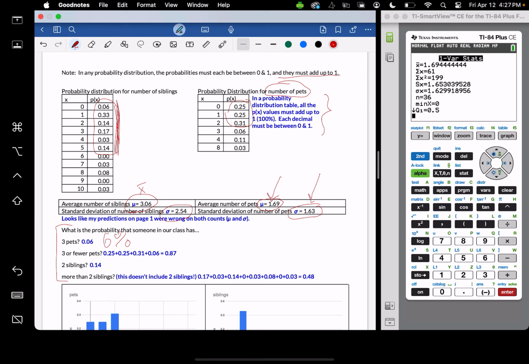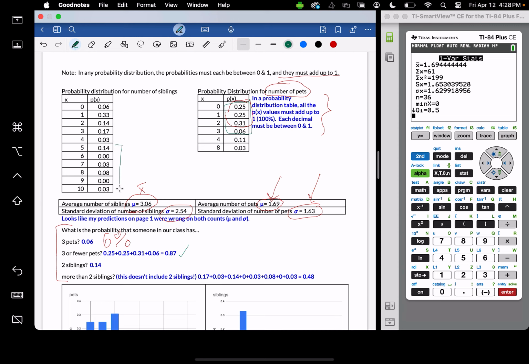Now I could ask, what is the probability that someone has 3 or fewer pets? So for 3 or fewer, I would add up these probabilities. I do include 3, and I include all the probabilities lower than 3. So 0.25, 0.25, 0.31, 0.06, and I get 0.87 for my total. What is the probability of 2 siblings? It's just 0.42.